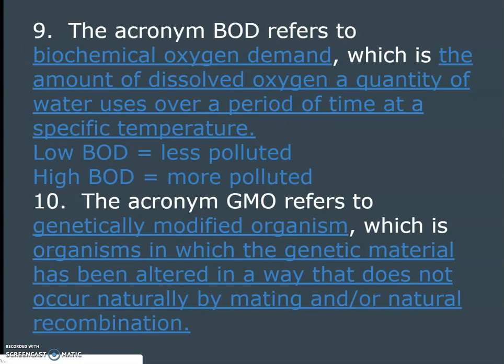The acronym BOD refers to biochemical oxygen demand. And that is the amount of dissolved oxygen a quantity of water uses over a period of time at a specific temperature. Things to remember: that low BOD is less polluted water, and high BOD would be more polluted water, because once we have some of those pollutions in there, either from fertilizers or from manure, that's going to upset the balance of that stream.